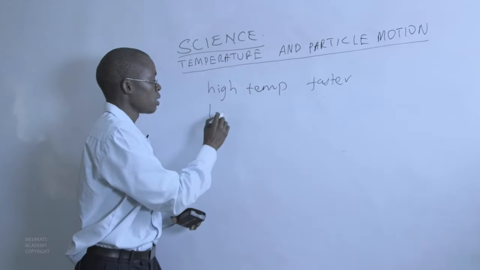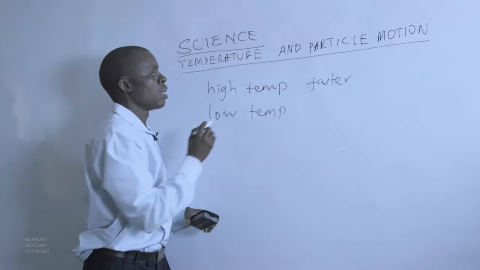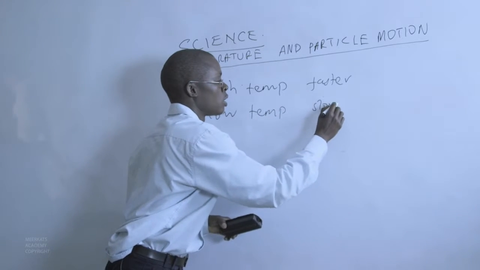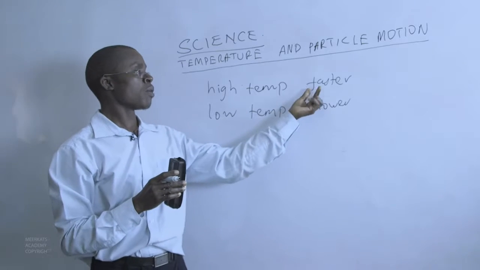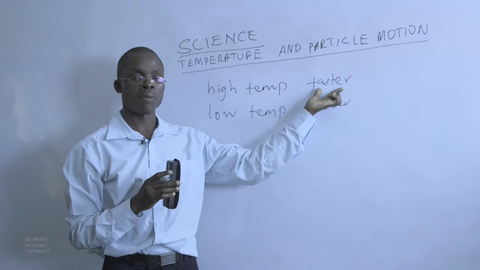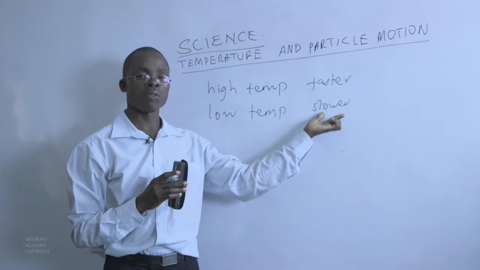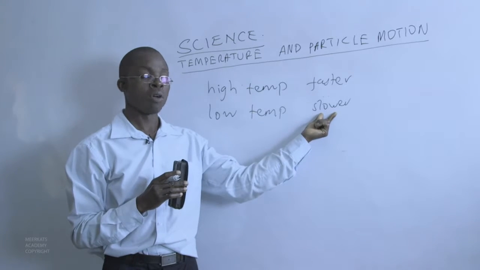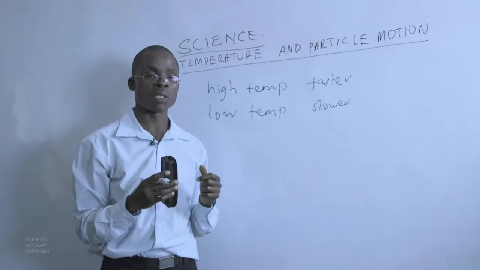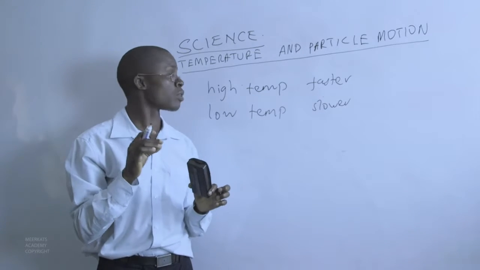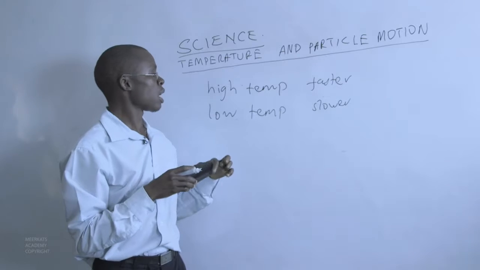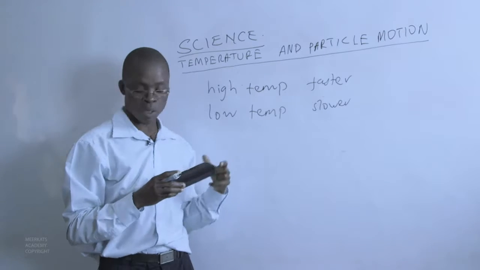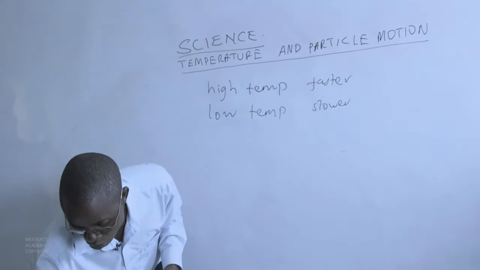And at low temperatures, the movement of particles is slower. We are using the word faster as a comparative word, and slower as a comparative word. You don't say fast, but faster. Slower, but not slow. Why? Because you are comparing particles at different levels of temperature. So, at high temperatures, particles will always move faster, and at low temperatures, particles will always move at a slower pace.